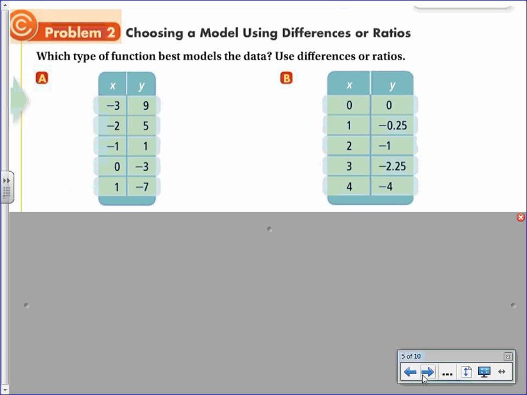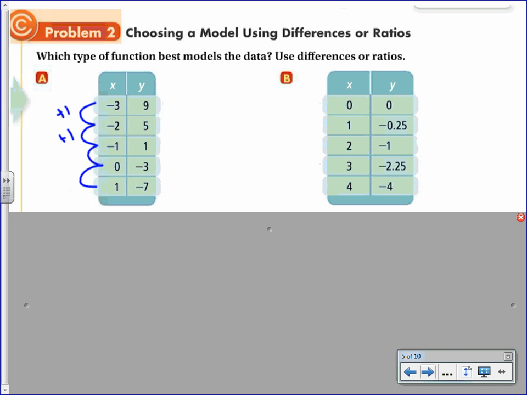So these ones here go into your notes. Which type of function best models the data, use differences or ratios? So what I like to do first is just double check, make sure that your x's match up. So this always should increase by 1. And they all do. The next thing is I would check your common differences for your y values, meaning when you have to add or subtract to get to the next one.